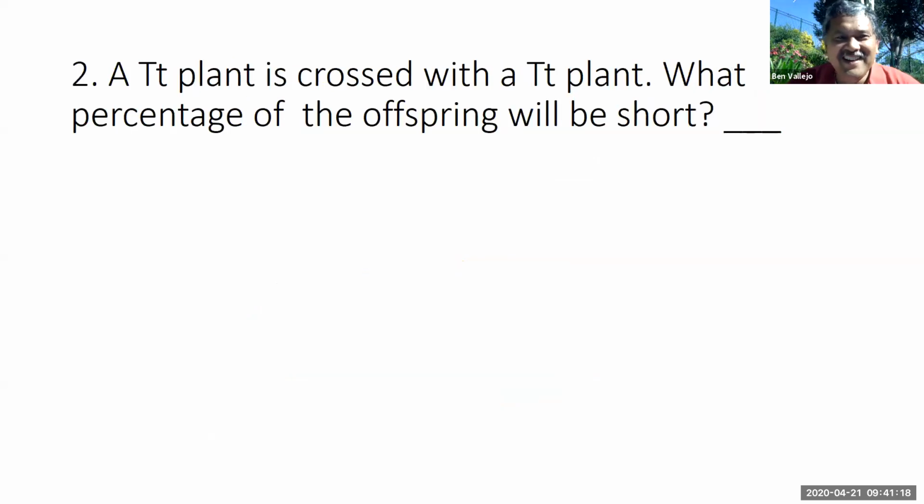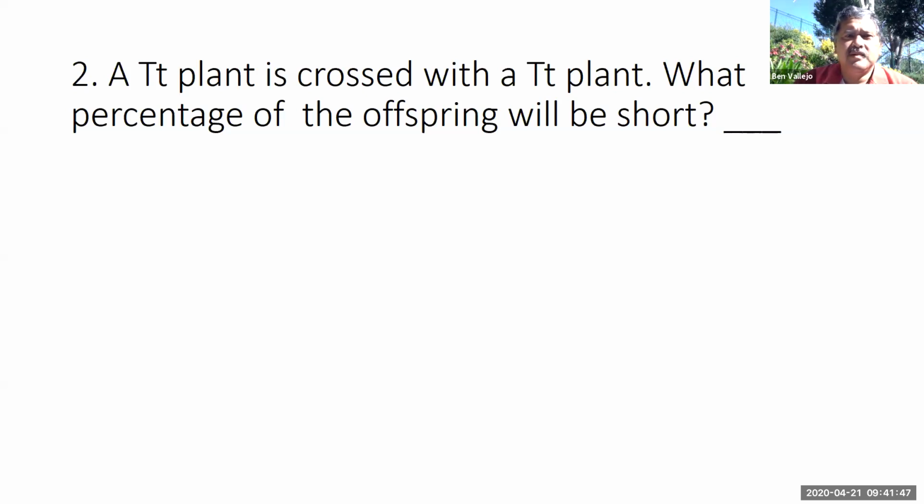I hope you did. All right, a big T, little t plant is crossed with a big T, little t plant. What percentage of the offspring will be short? Some of you can get this right away because this is a classic monohybrid cross. So if we run that monohybrid cross, you should know that you have a 1-to-1 ratio for the genotype and a 3-to-1 ratio for the phenotype.